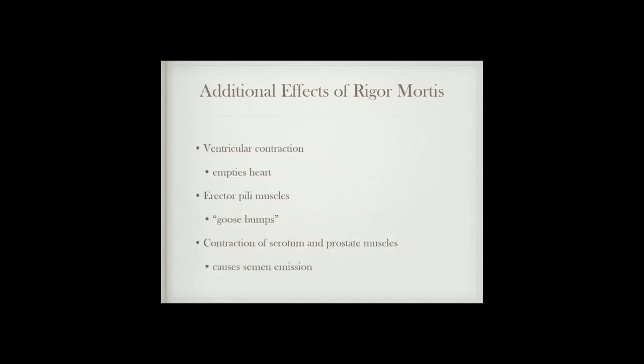As rigor mortis sets in, you'll likely see some interesting effects on the body. The muscles of the heart will contract during this process, resulting in expulsion of blood from the heart chambers, which you might notice when dissecting the heart during an autopsy. On the scan, you may see goosebumps as the erector pili muscles contract throughout the entire body. And in males, the muscles surrounding the scrotum and prostate will result in emission of semen as rigor mortis sets in.